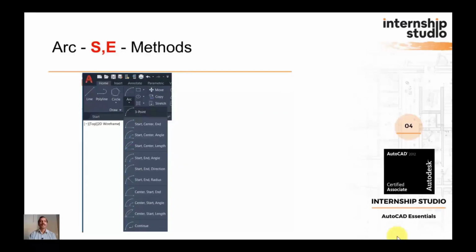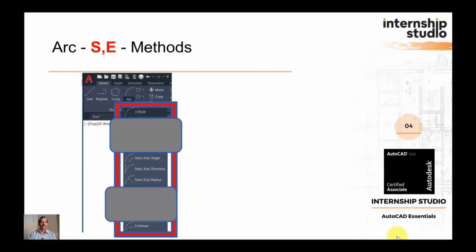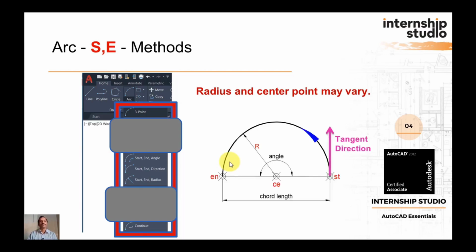Okay. Next method is start end method. Here we are going to change the curvature of the arc. So the center point and the radius may change. There are three methods: start end angle, start end direction, start end radius. So we are going to fix the start point and end point. Within the start point and end point, we are going to change the angle, direction and radius. Okay. So these are called start end methods.